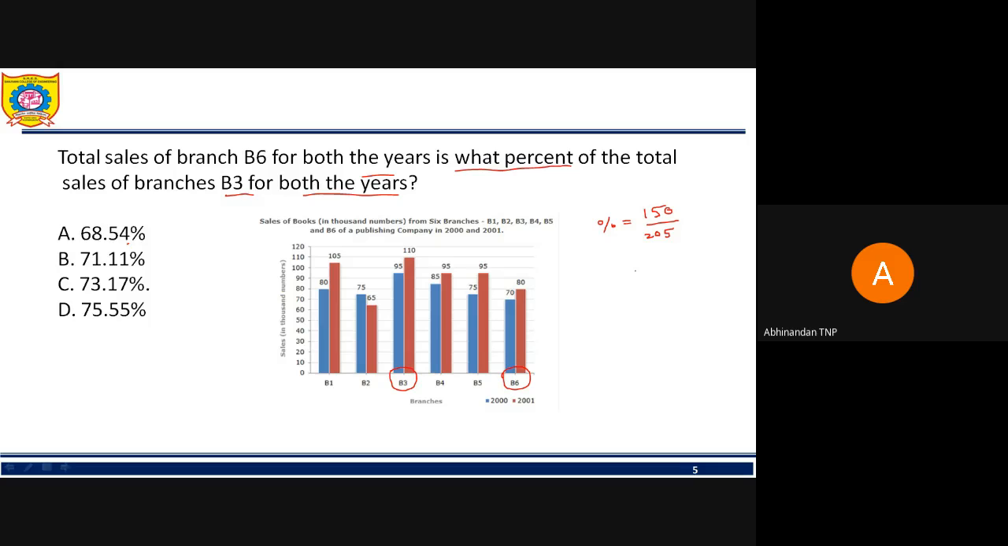It is actually 0.7317, because it is asked as percent, and percent means multiplied by 100. So it is 73.17. 73.17 is the right answer. Option number C is correct. C is the correct answer.